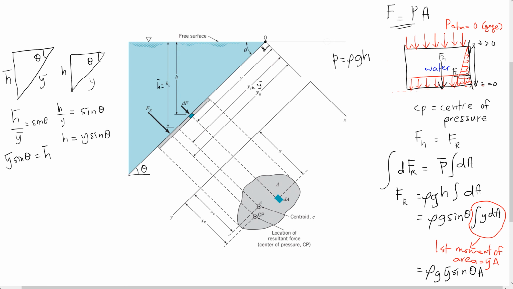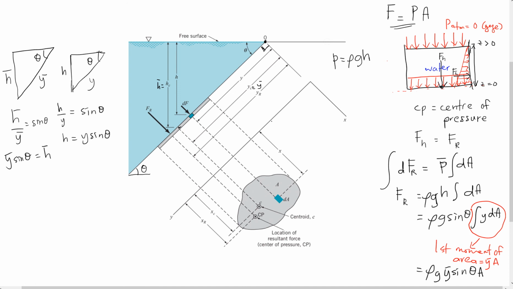So h bar is the vertical height that is taken from the water surface to the centroid of the gate, or the plane. So in this case, this is the point, the centroid of the gate, or the body, or the wall. While the y bar or yc is the slanted height, or we can call it the distance from the point O here to the centroid of the wall.